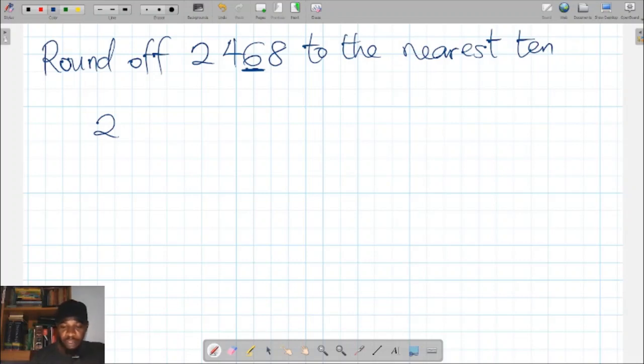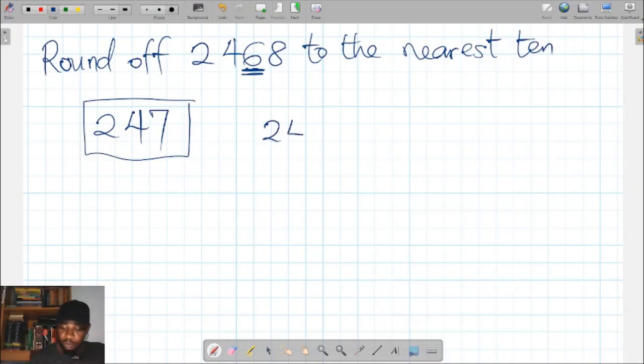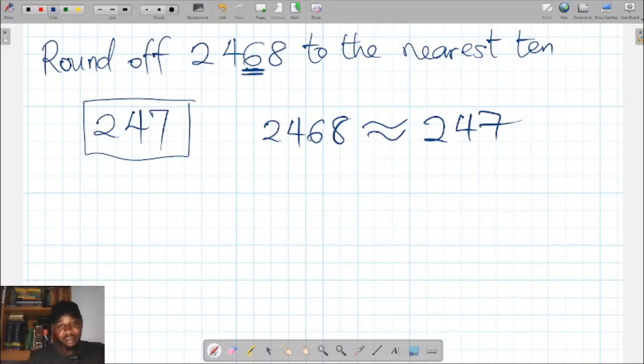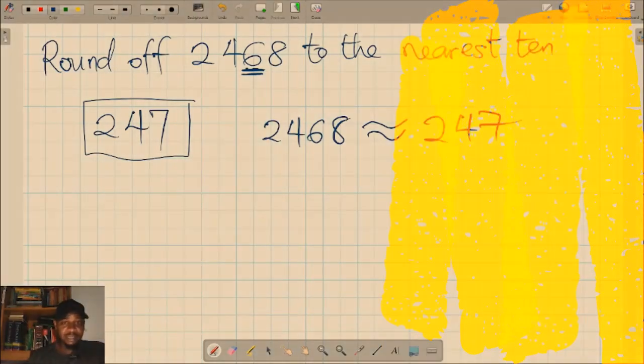Now what your children can do is that they write 2, 4, and then they notice that after 6 here there is 8. Since that is more than 5, they have to add 1 to 6, and that gives 7. And so in most cases, and that's a very common error, they end up by saying 2,468 is approximately equals to 247 to the nearest 10. But you and I know that is not the case.